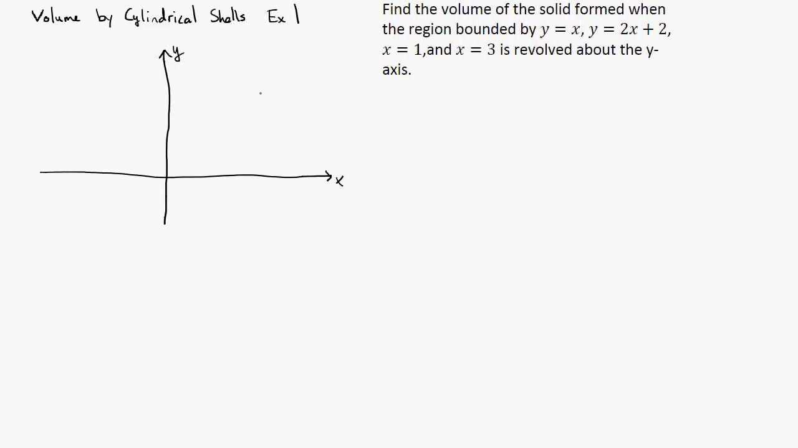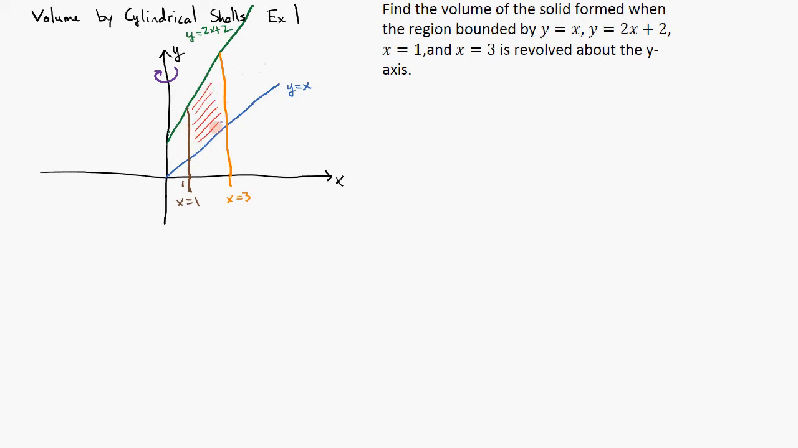So first, let's sketch each of these 4 lines to see what the region looks like. So this is the line y equals x. This is the line y equals 2x plus 2. This is the line x equals 1. And this is the line x equals 3. So this is the region we want to rotate.